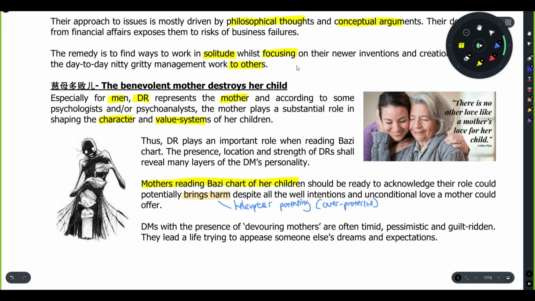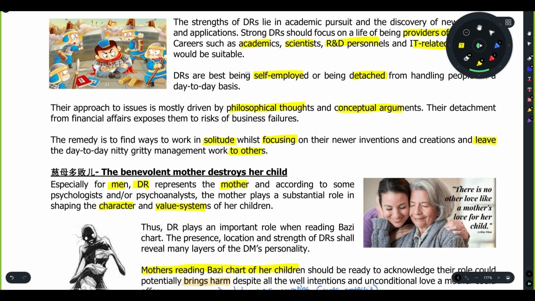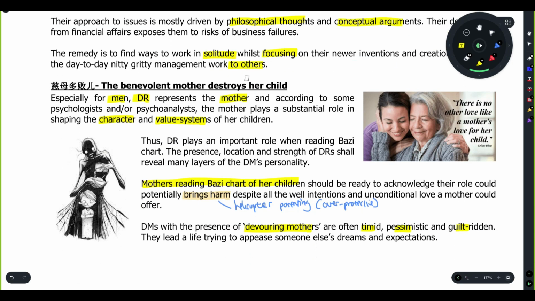But in a more serious case, we find the devouring mother, where the mother becomes over-domineering to the point that the person becomes timid, pessimistic, and guilt-driven. And the person leads a life trying to please the mother and her dreams and expectations, living the whole life not fulfilling their own ability to exert their own strength. So, therefore, this is looking into the broader sense of problems related to direct resource.